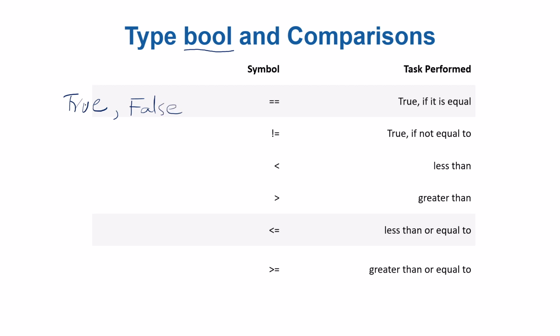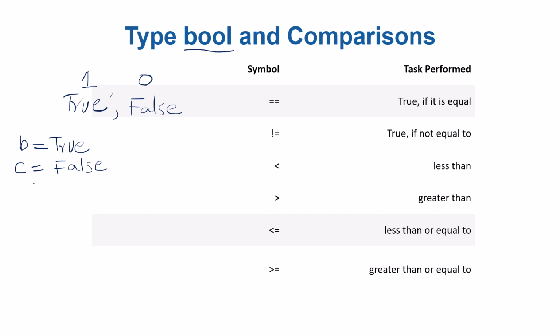In some programming languages, true is denoted by 1 and false is denoted by 0. But in Python, true is just True, and false is False. For example, if you define a variable, let's say b, and you assign True, then its data type will become bool. And if you have another variable, let's say c, which is False, then c is also bool.